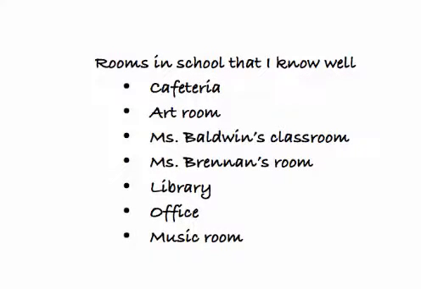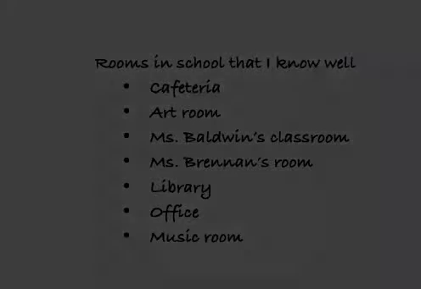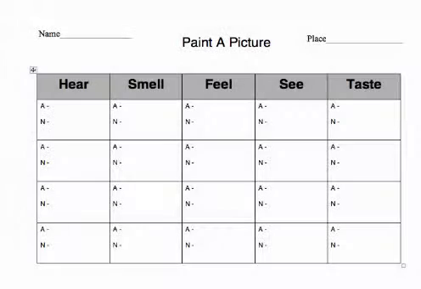Look at your list. Circle one of the places that you think you could describe. Remember, it isn't your favorite place, but it is a place that you know well. Write your name at the top of your paint-a-picture worksheet. Write the name of the place here at school you are going to describe.